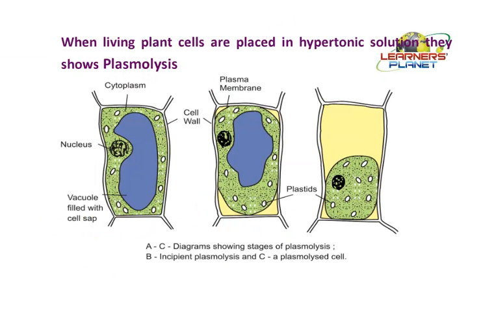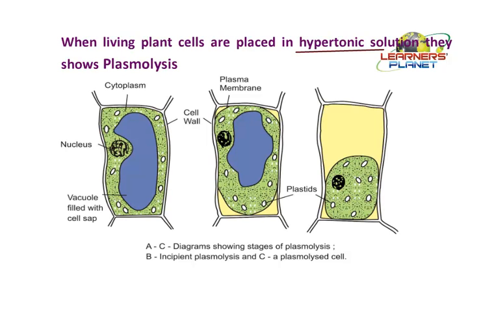Further, the next point: if these cells are placed in a hypertonic solution, or in a concentrated solution, then what will happen? Normally, if an animal cell is placed in a hypertonic solution, what happens? The concentration of water is less in the surrounding, and therefore the inner cellular water tends to move outside, and the process is known as exosmosis. Due to exosmosis, the inner content of water is removed and the cell tends to shrink.